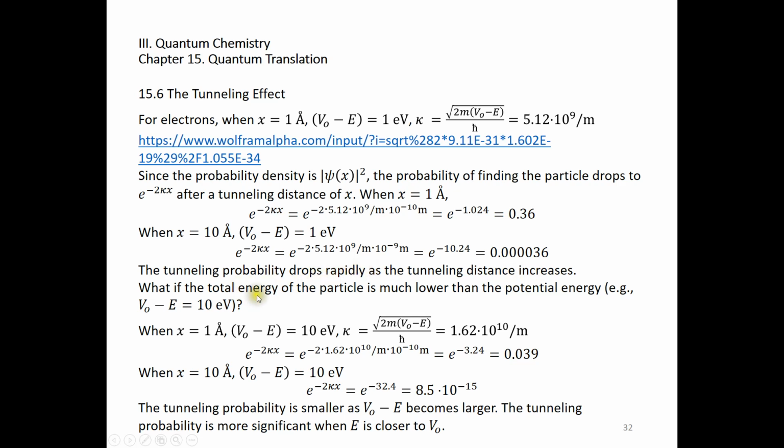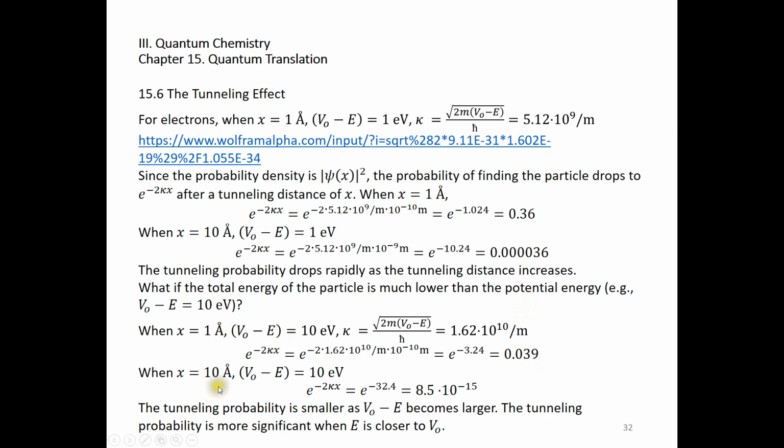Now, what if the total energy is much lower than the potential energy? Let's say V0 minus E is now 10 electron volts. So actually, this means the kinetic energy is negative 10 electron volts. We again plug in all the numbers. We compute kappa again: the square root of 2 times the mass of the electron times 10 electron volts, and then over h bar, we have 16 billion per meter. We use 1 angstrom here, and we have e to the power of -3. Still, we have a decent probability, but this is much smaller than this one already. This is 0.36, this is 0.039.